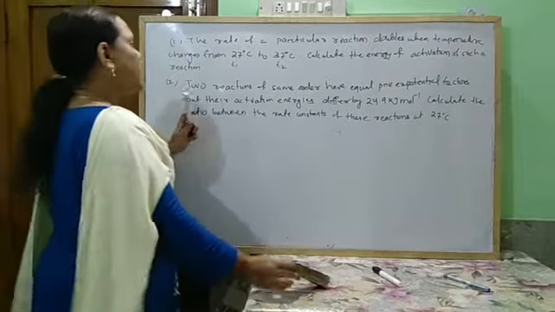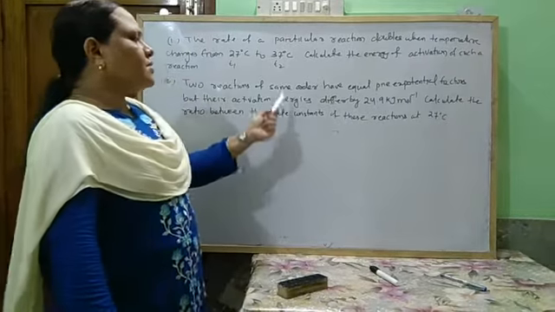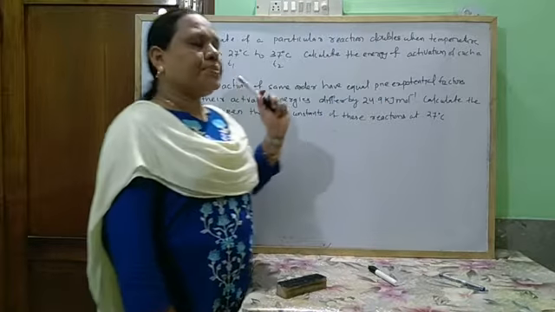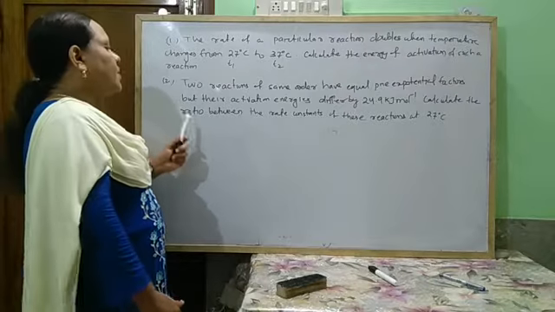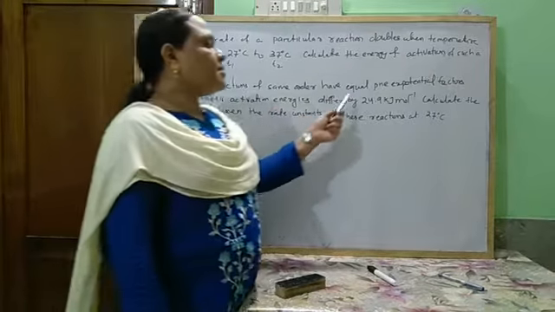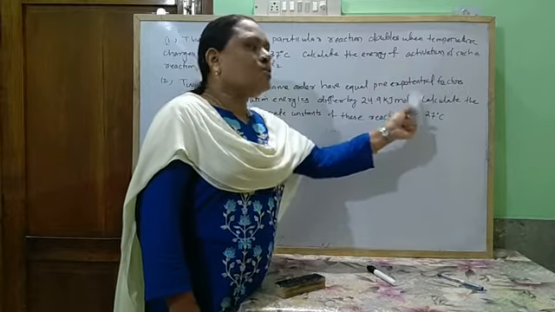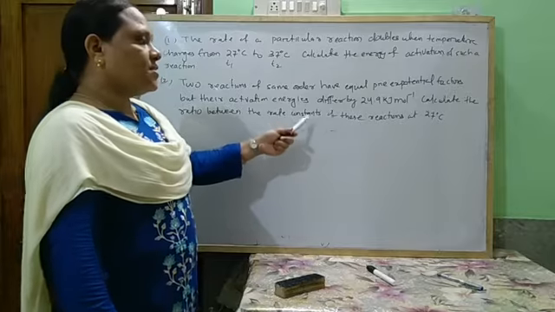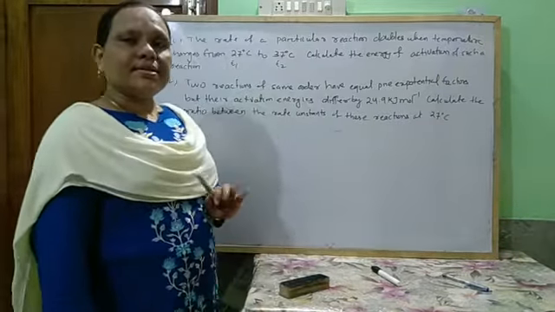So here, one reaction, but here two reactions are given. Two reactions of the same order have equal pre-exponential factors. That is, A is the same, but their activation energies differ by 24.9 kilojoule mole inverse. Calculate the ratio between the rate constants of these reactions at 27 degrees Celsius.